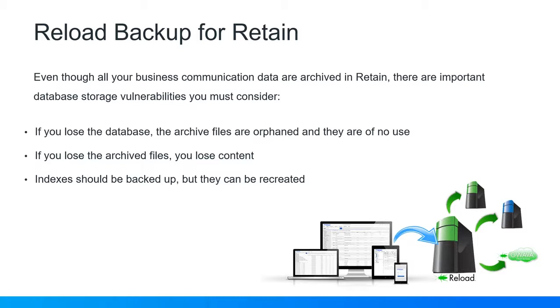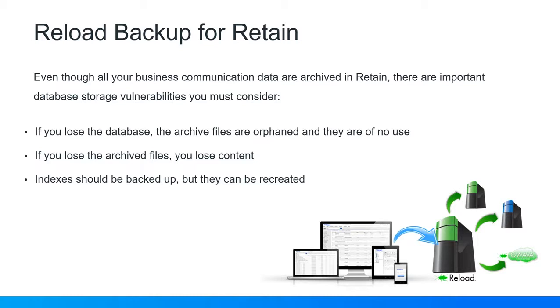If you're losing the database, then you have a lot of files, but there's no relationship, so you have orphan files. If you lose the archive files but still have the database, then you have the metadata of the messages, but if you click on one of the messages, it will not get the file from disk because it lost the archive files. The index would be a minor problem. If the index is lost, we can still run a re-index in order to get the search functionality back up and running.